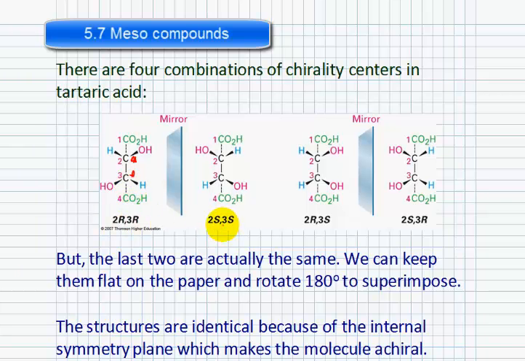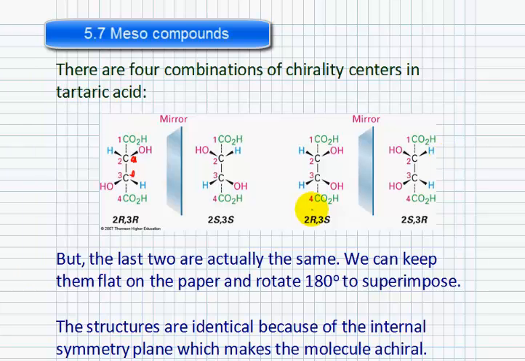2R3R, and its enantiomer 2S3S, right? 2R3S, and its enantiomer 2S3R. So the last 2, though, let's look very carefully at these last 2. They're actually the same. Right? This one is the same as its mirror image.